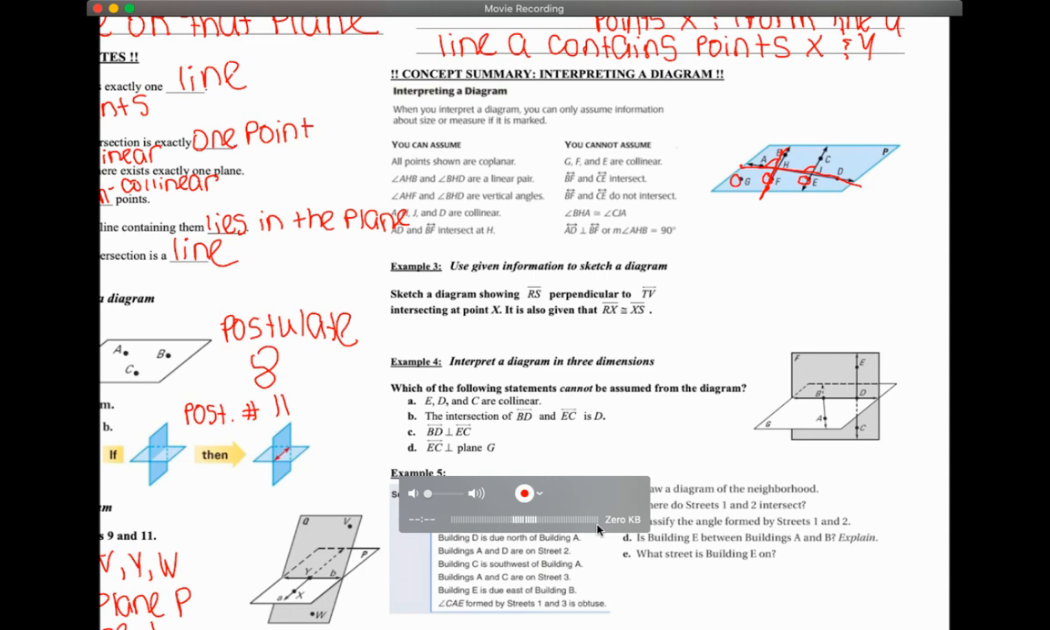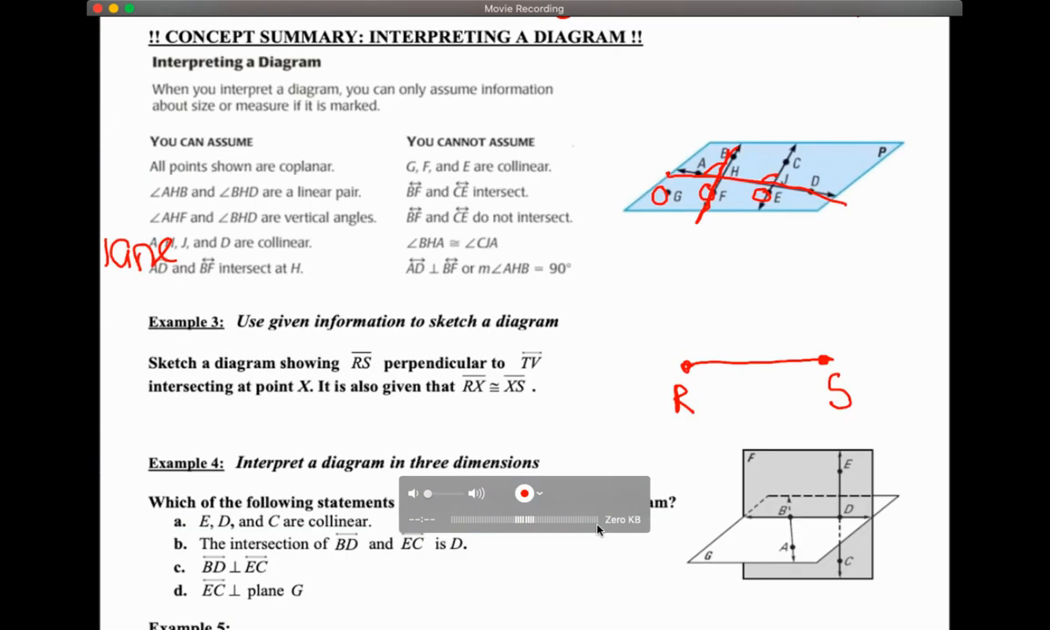Okay, so next they're going to ask us to sketch a diagram. It says sketch a diagram showing RS perpendicular to TV, intersecting at point X. It is also given that RX is congruent to XS. Okay, so we've got a segment RS. We know it's perpendicular to, I believe that's a line. It's hard to tell if there are arrows on the end of that. I'm going to say there are arrows on the end here.